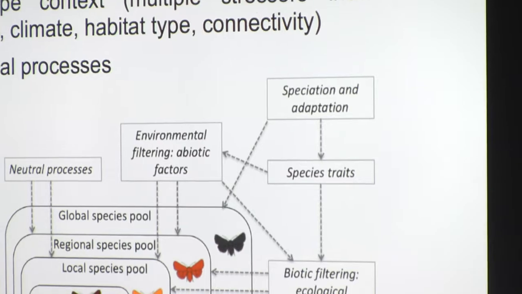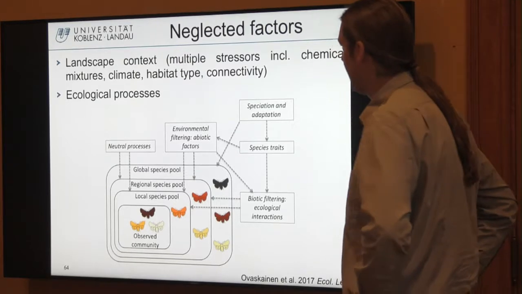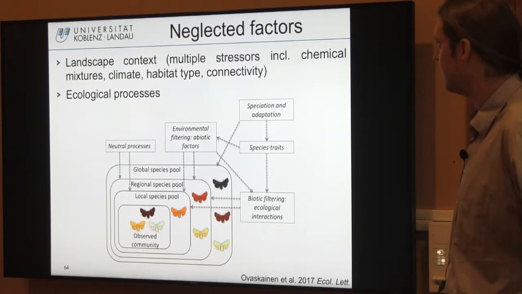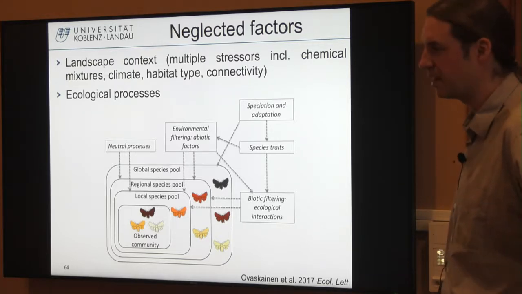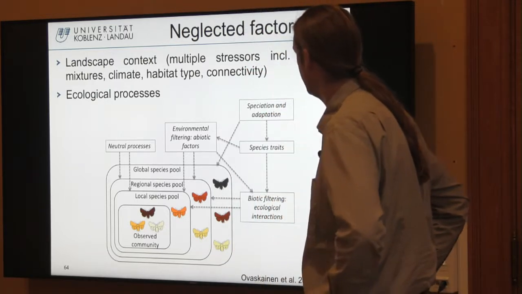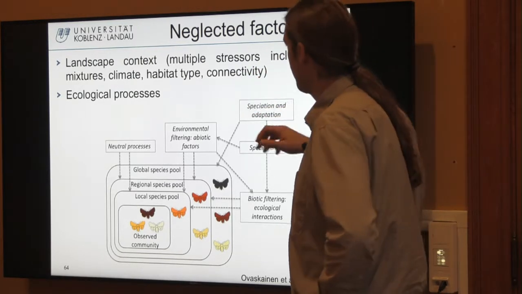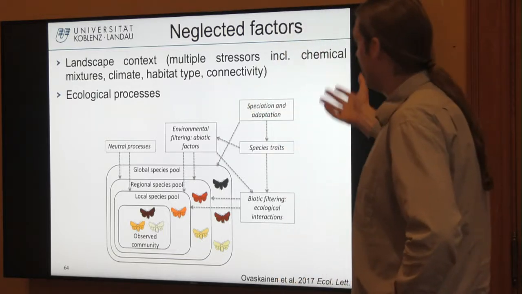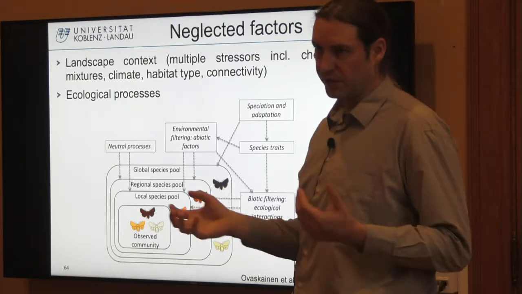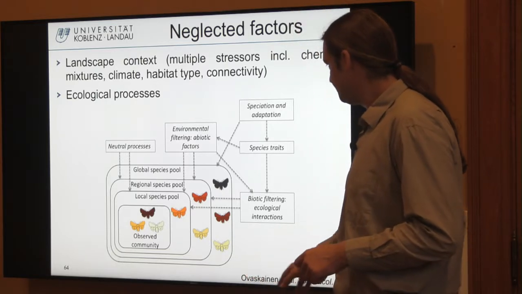If you think about what's neglected in risk assessment, it is somehow the landscape context. The term landscape context is probably misleading; it should be landscape and management context, so what's done in these landscapes, and not the landscape itself. That leads to multiple stressors, including chemical mixtures, to climate, we have different climates, habitat types, the connectivity can be different, and ecological processes play, of course, a role. And that's from a recent Ovaskainen paper.